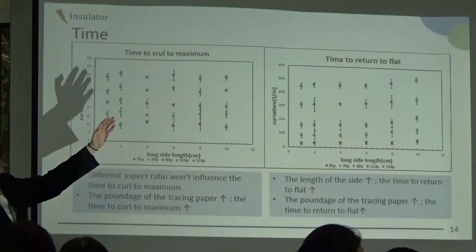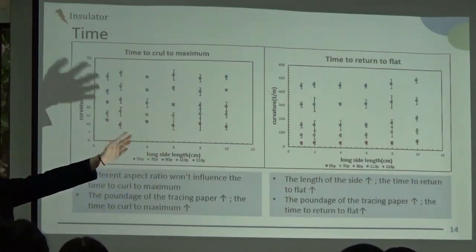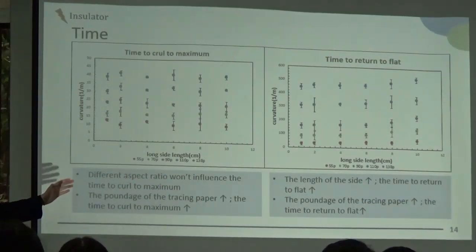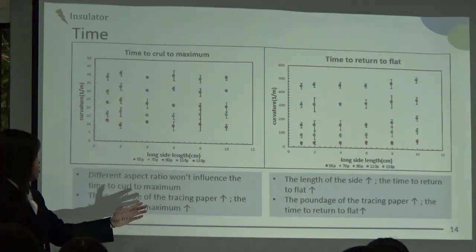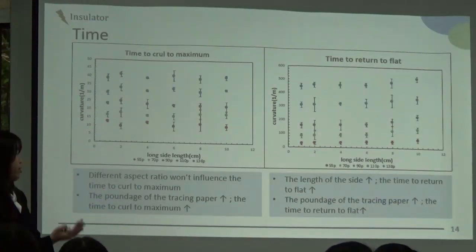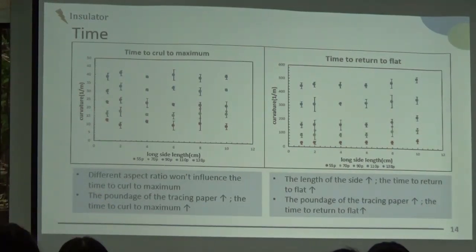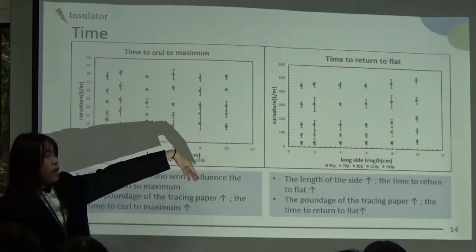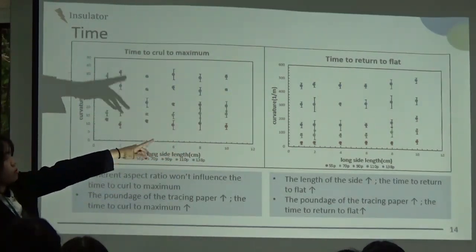And this is the analysis of the time. So in this graph, you can see that different aspect ratios will influence the time to curl to maximum. And when the poundage of the tracing paper increases, the time to curl to maximum will also increase. And the right part is the time to return to flat.